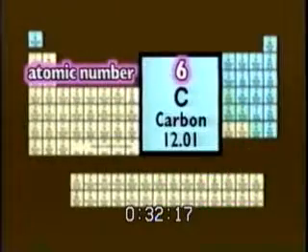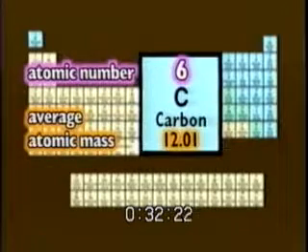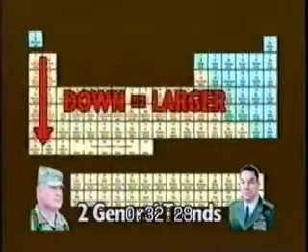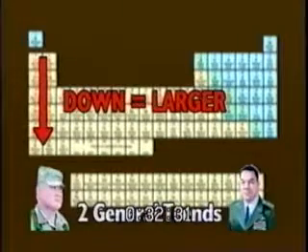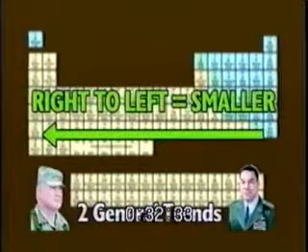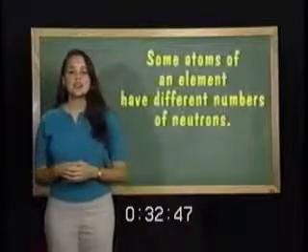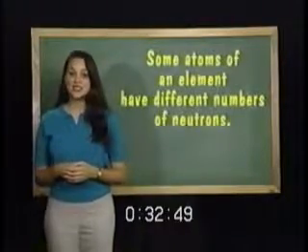The atomic numbers are usually noted above the symbols of the elements. Average atomic masses appear below each symbol. There are two general trends in the periodic table. Going down any group, the atoms get larger. Going from right to left across any period, the atoms get smaller. Down larger, left smaller.